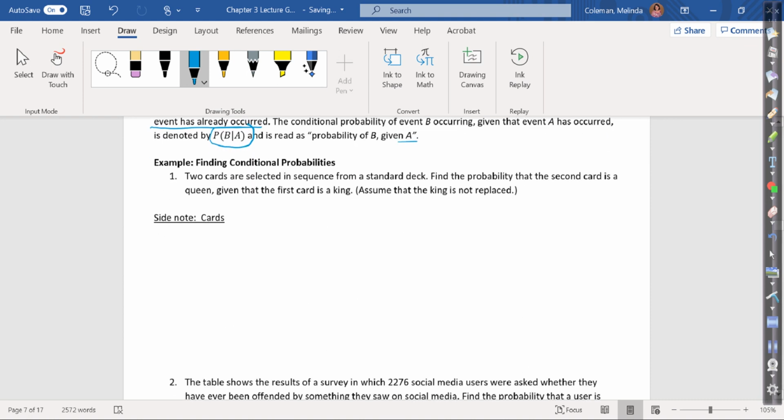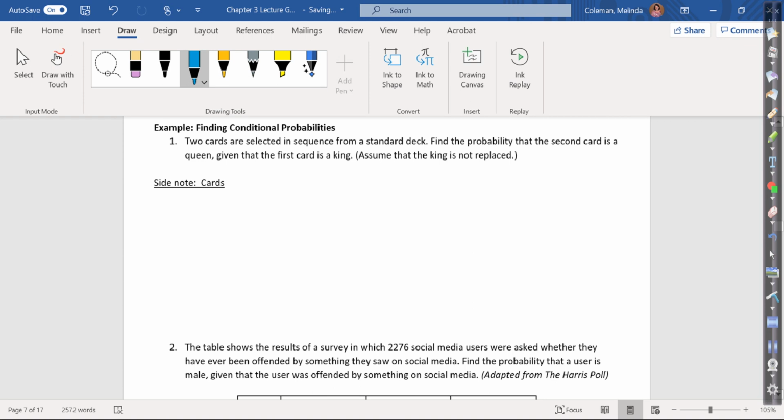So, example 1. 2 cards are selected in sequence from a standard deck. Find the probability that the second card is a queen given that the first card is a king, and assume that the king was not replaced. So before we do that, let's do just a real quick side note on cards in case you don't know.